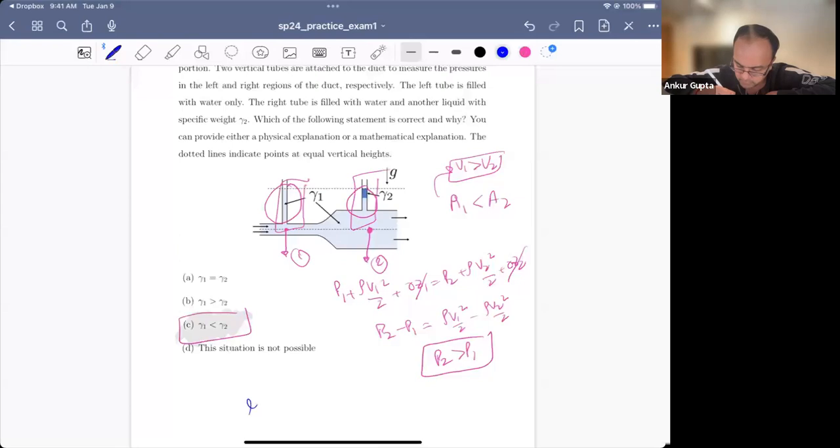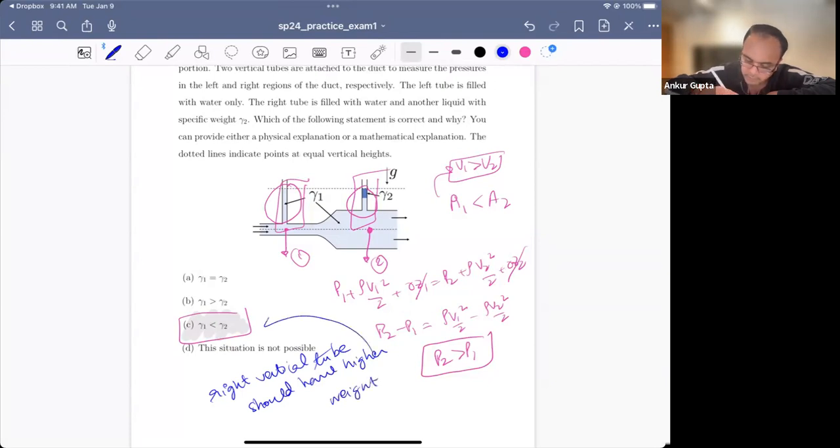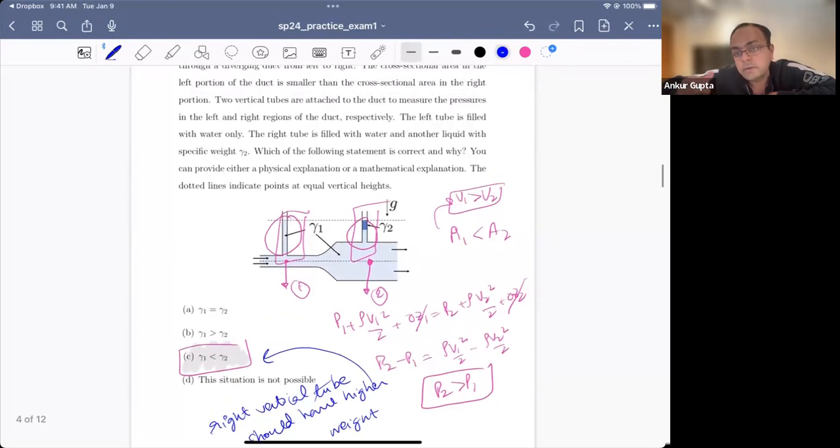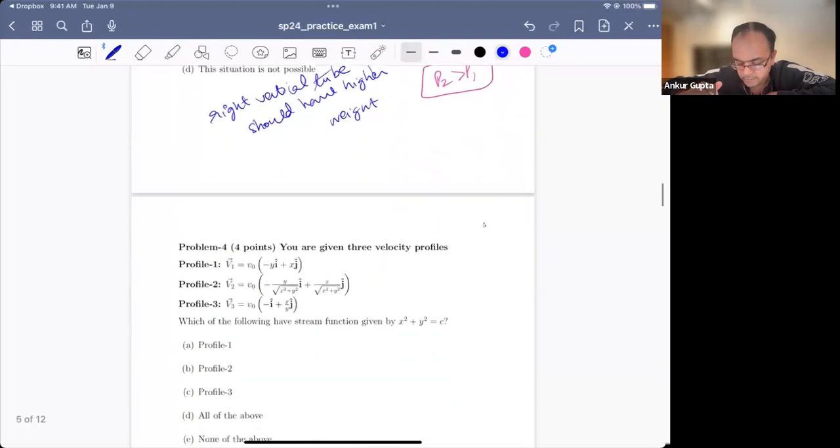So the right vertical tube should have higher weight. So based on that, we get gamma 2 is greater than gamma 1. So hopefully, a clear answer. We have discussed this in class. It's just that now there are two fluids instead of one. So hopefully this is clear.